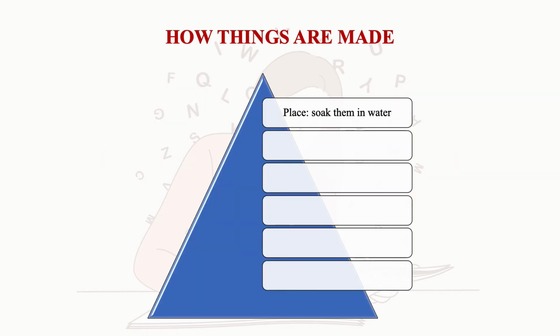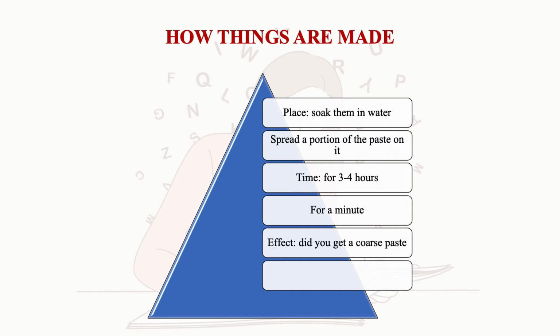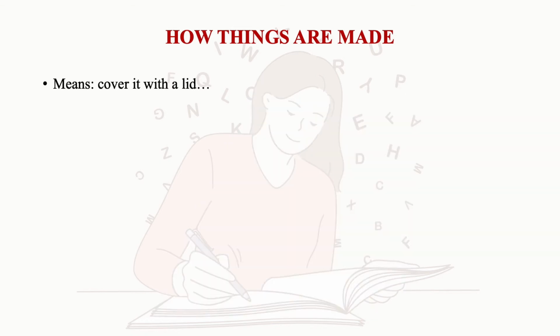For place, we have soak them in water. Spread a portion of the paste on it. For time, we have for 3 to 4 hours, for a minute. For effect, we have till you get a coarse paste. Sequence: after that, turn it and fry. Means: for means, we have cover it with a lid.